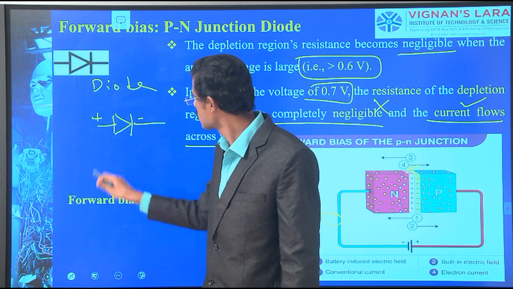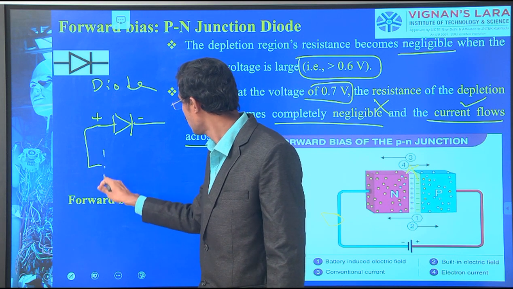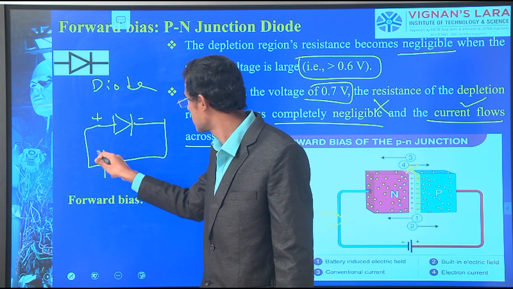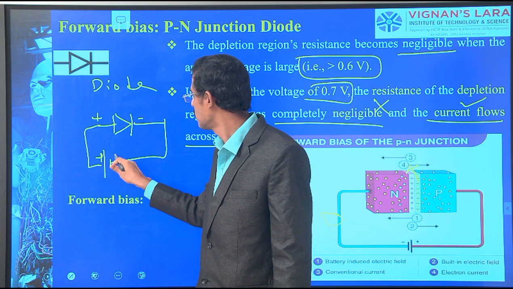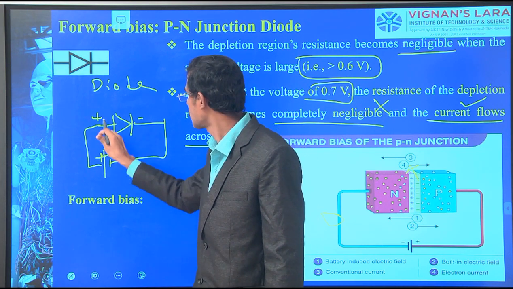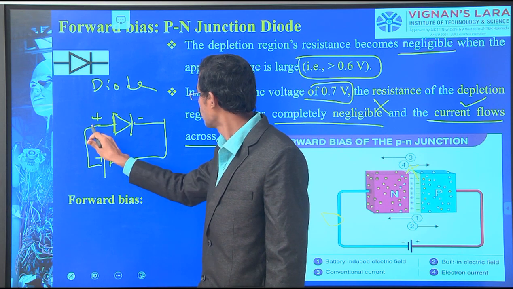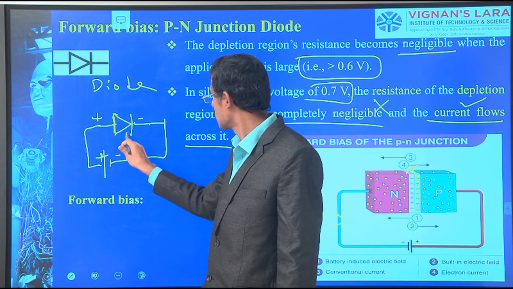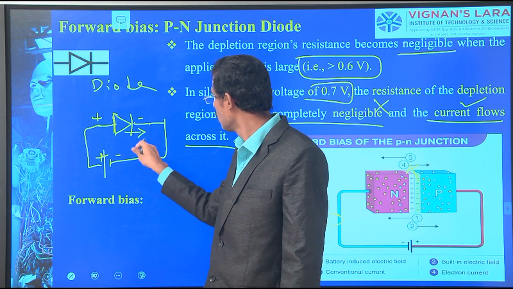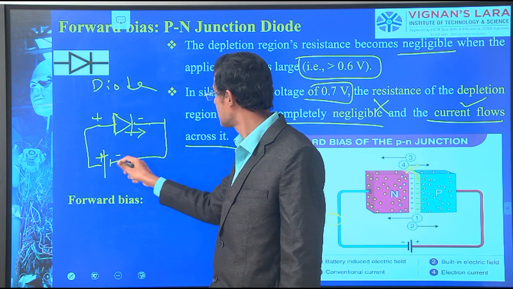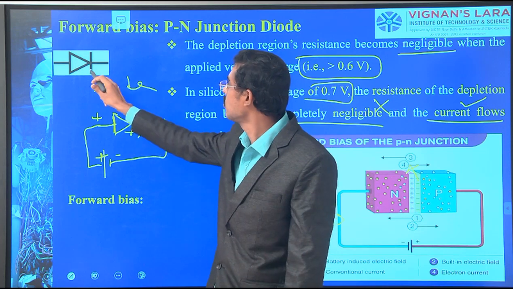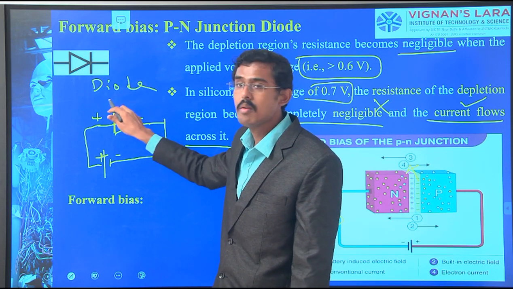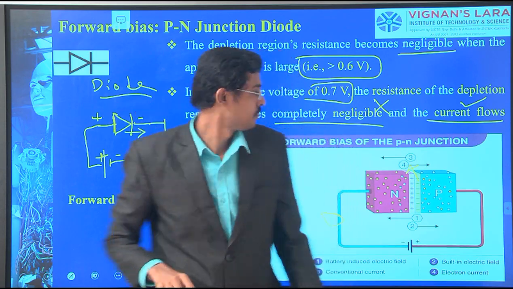It flows when it is connected in forward bias. It means the long length mentions the positive, the short length mentions the negative. The positive is connected to the positive, the long one. It only goes one way, like the arrow, and the return is blocked when it is reverse biased. So that is the symbol of the PN junction in forward bias. We name this a diode.